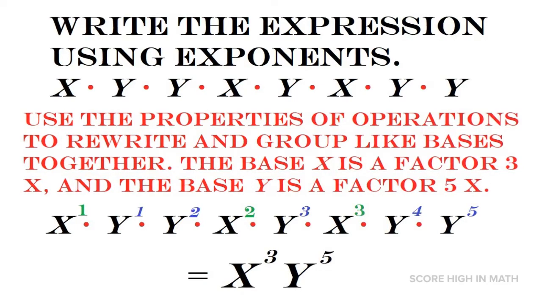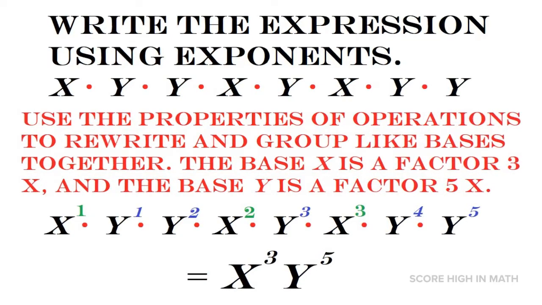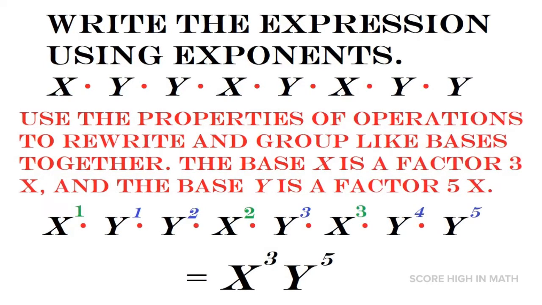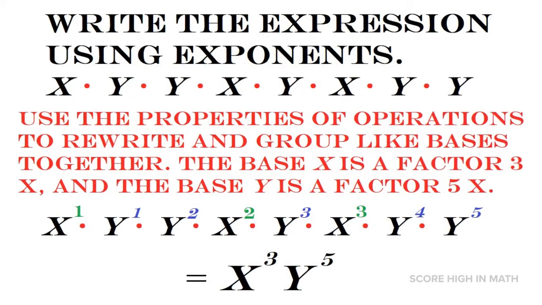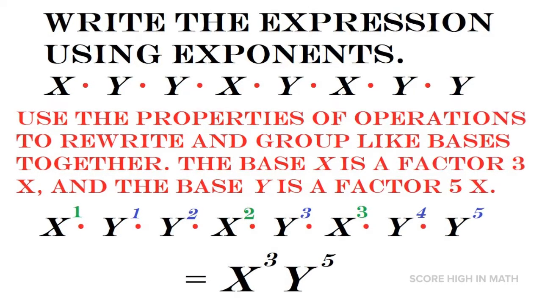Therefore, we can write y to the power of 5. So, the expression using the exponent x times y times y times x times y times x times y times y is equal to x to the power of 3 times y to the power of 5.